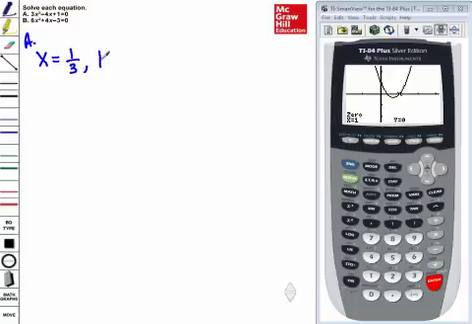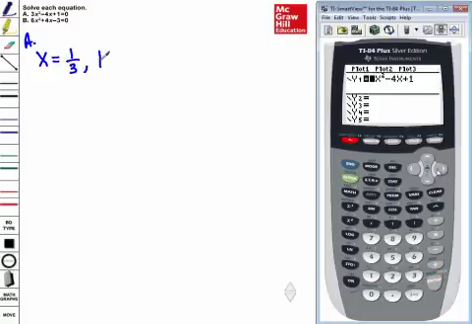B, 6x squared plus 4x minus 3 equals 0. So we're going to do the same thing for this part as well. We're going to come back here, we're going to clear out this equation, and we're going to type in the 6x squared plus 4x minus 3.